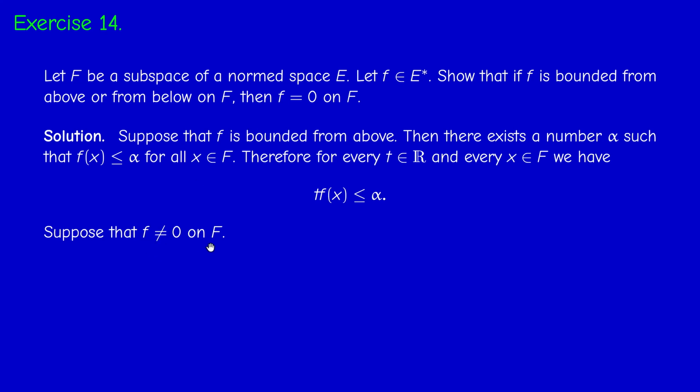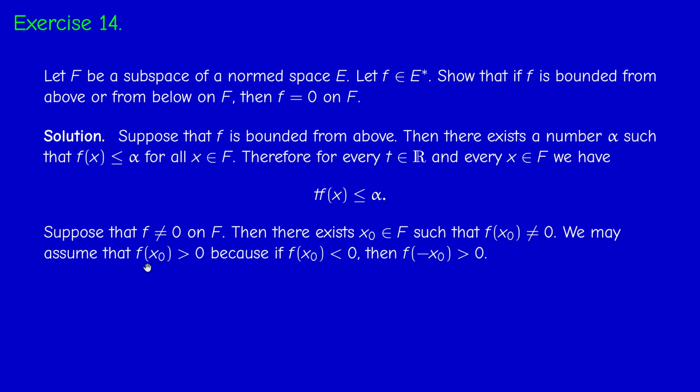Suppose that f does not vanish on F. So I reason by contradiction. What does it mean? It means that f does not vanish at at least one point, x0 in F. So we may assume that the value of f at this point is positive, because if it was negative, then minus f of x0 will be positive, but minus f of x0 is f of minus x0. So instead of x0, take minus x0. Same, it doesn't change anything, because x0 and minus x0 are both in this space.